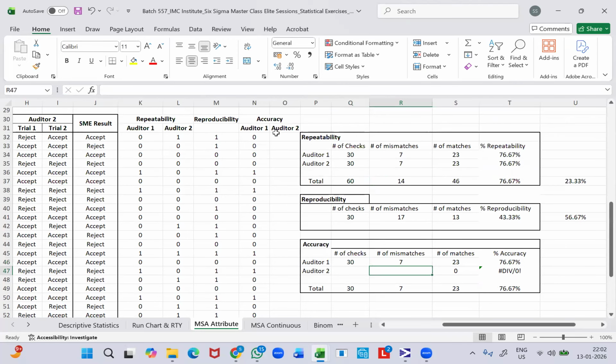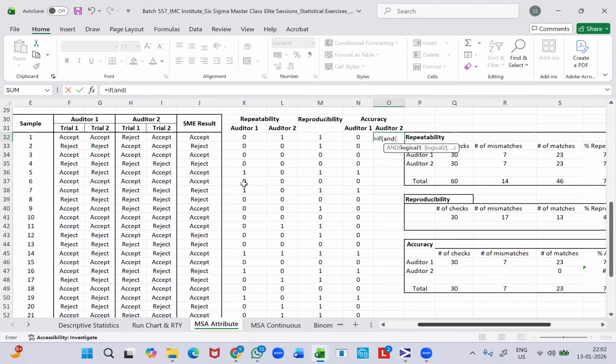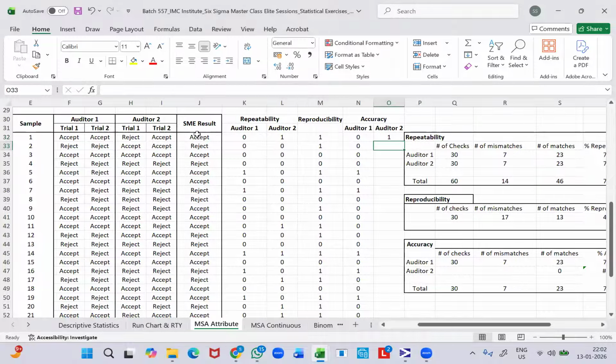Now for auditor 2, again write the if and formula in Excel. If and open bracket, the trial 1 result of auditor 2 is equal to the trial 2 result of auditor 2, comma, the trial 2 result of auditor 2 is equal to the SME result. So all these three results matches, then count it as 0, otherwise count it as 1. So there is a mismatch, right? The trial 1 result provided by auditor 2 for sample 1 is different from the other trial result as well as the SME result. So that is why it has counted as 1.